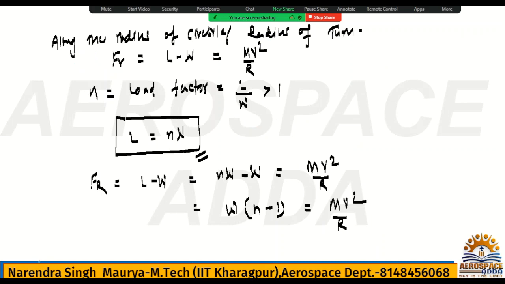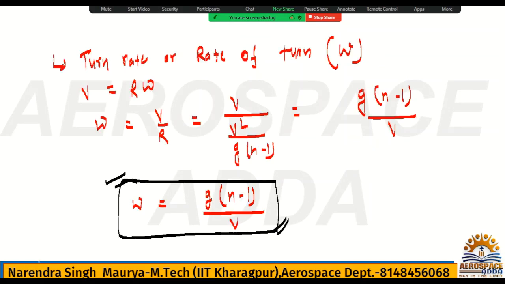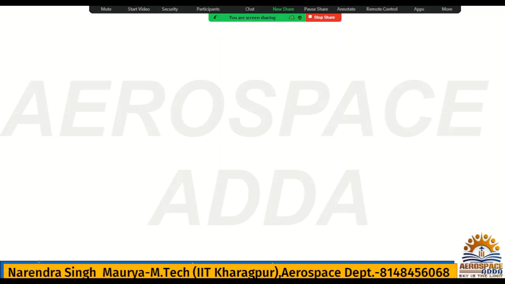So this is the value. Anyway, now if you check this, this is for the pull up. We'll do a similar thing for the pull down case. So we'll give the heading pull down. Again, I told you this is the instantaneous turning.